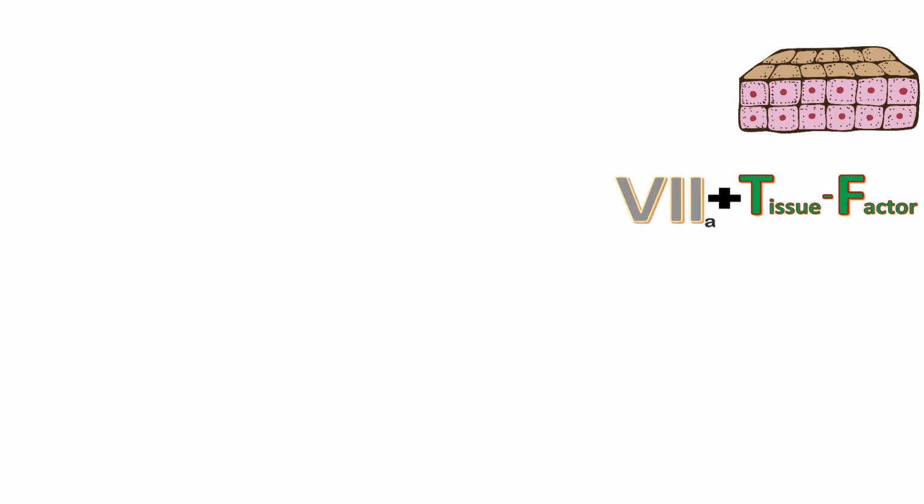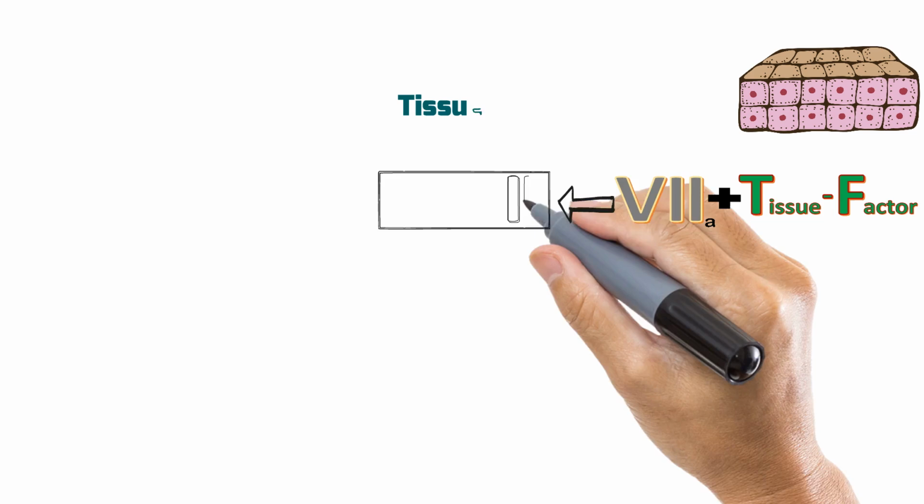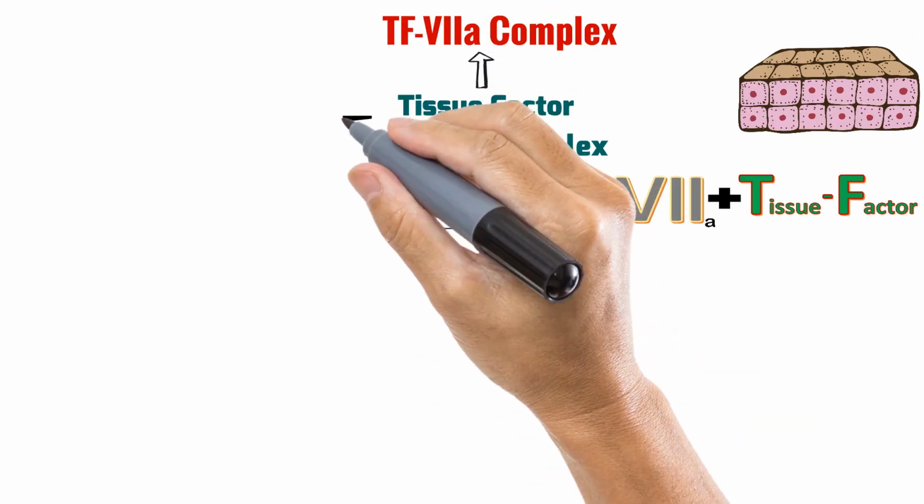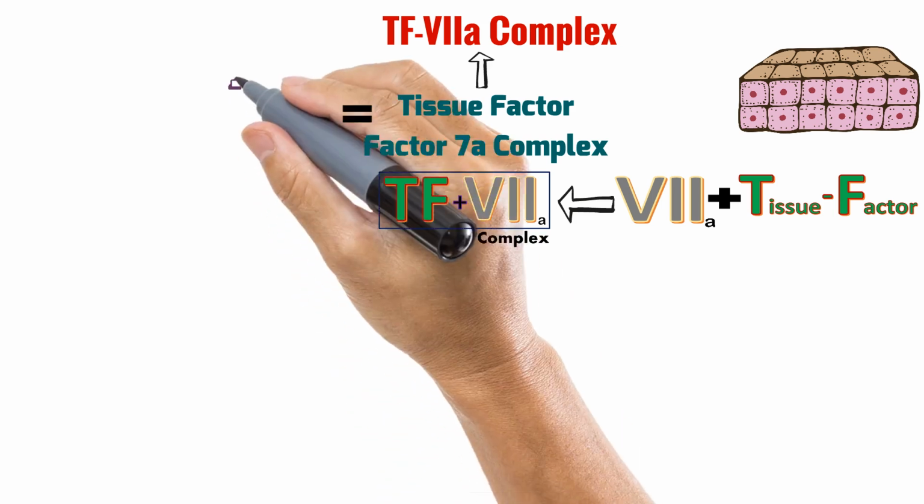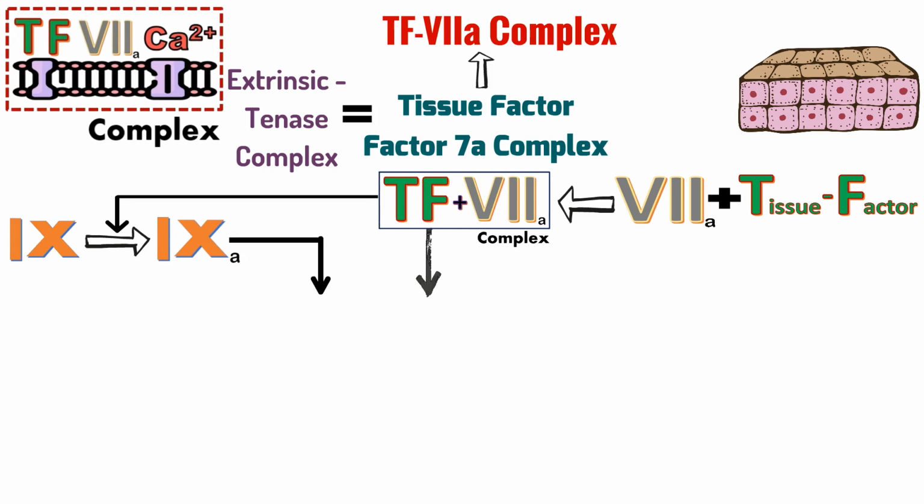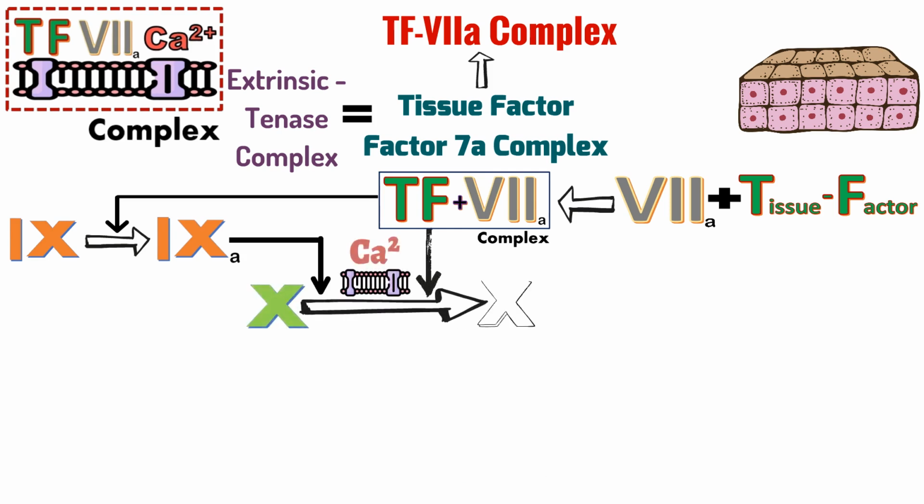So the moment tissue factor is exposed or released from the tissue, it immediately binds with the circulating activated factor 7 to form the tissue factor 7a complex. For easy pronunciation, we call it TF7A complex. Tissue factor 7A complex is also known as extrinsic Tenase complex. The tissue factor 7A complex can activate factor 9 into the activated factor 9, and it can also activate factor 10 into the activated factor 10.